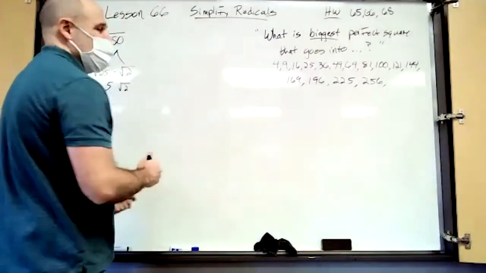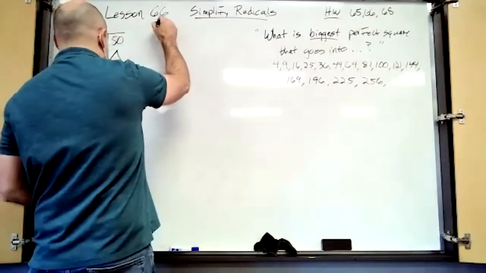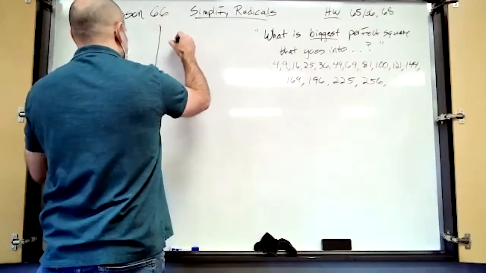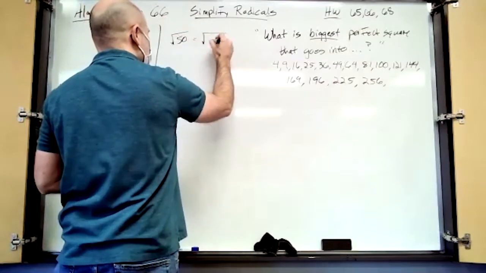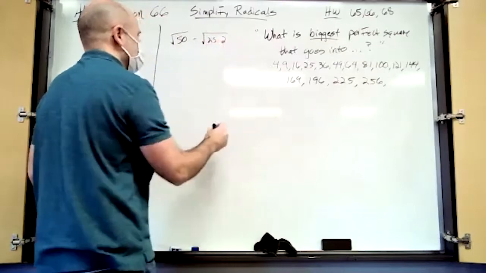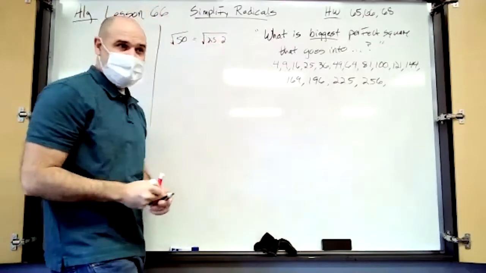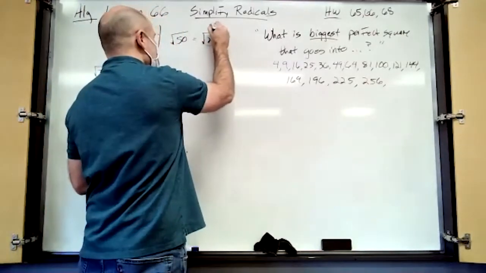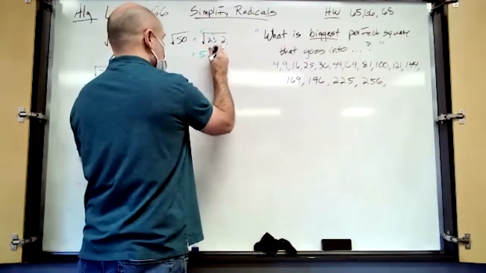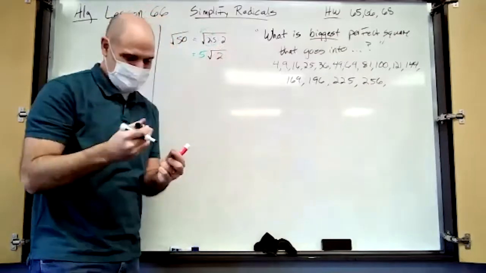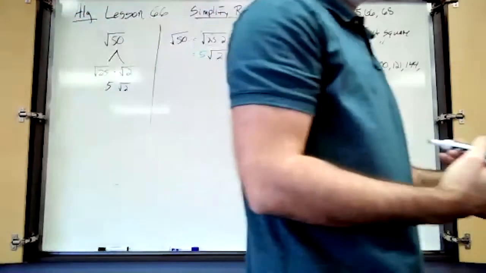Now, here's the other way. This is the way I do it. Square root of 50 is just the square root of 25 times 2. And then what I do is I pull that out of there, and it becomes 5 times whatever's left in the radical. So that's what I do in my head.